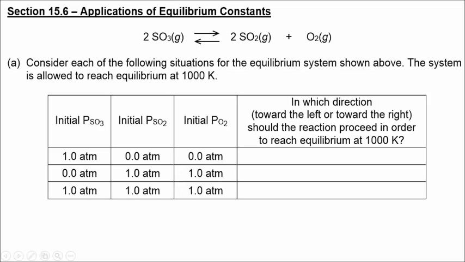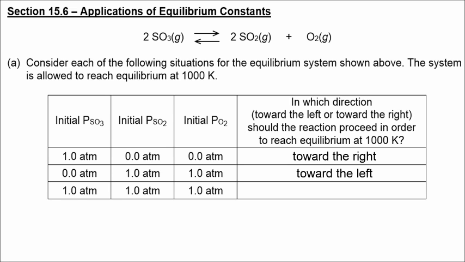Section 15.6, applications of the equilibrium constants. In our first row of this table, where it says, in which direction, left or right, should the reaction proceed in order to reach equilibrium? Well, it's pretty straightforward that the reaction would have to proceed toward the right because we have only SO3 and we have no SO2 and O2. So with only reactants and no products, the reaction would have to proceed toward the right. On the other hand, if we start with only products, SO2 and O2, and we have no reactants, it would have to proceed toward the left.